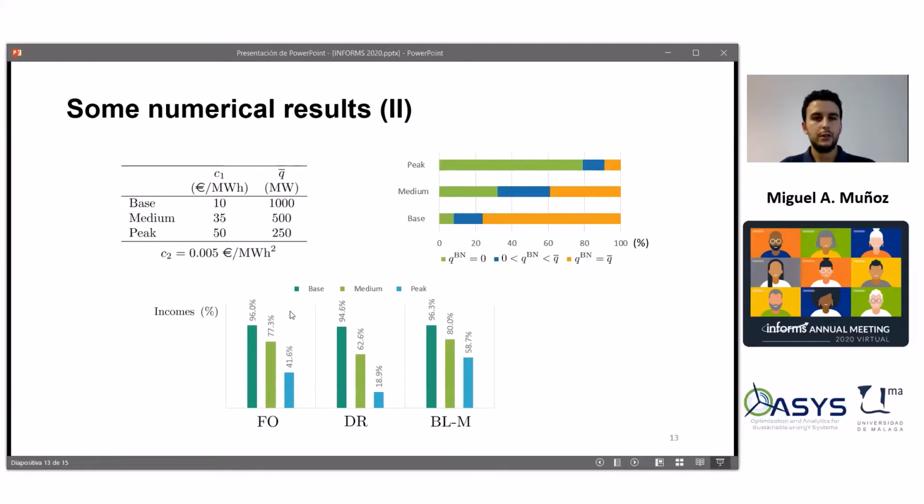We show in this chart the percentage of the income compared to the benchmark method of the three approaches for the three types of technologies: base, medium, and peak power plants. We can see that our approach outperformed the rest of the approaches in all three cases, but the difference increases as we move toward peak power plants, where the fuel cost is higher, and we have fewer offers different than zero. Also, it's interesting to remark that the decision rule approach incurs some infeasibility points in the test set.